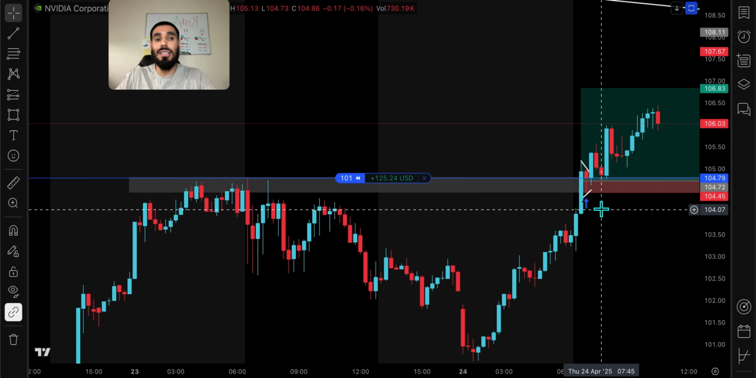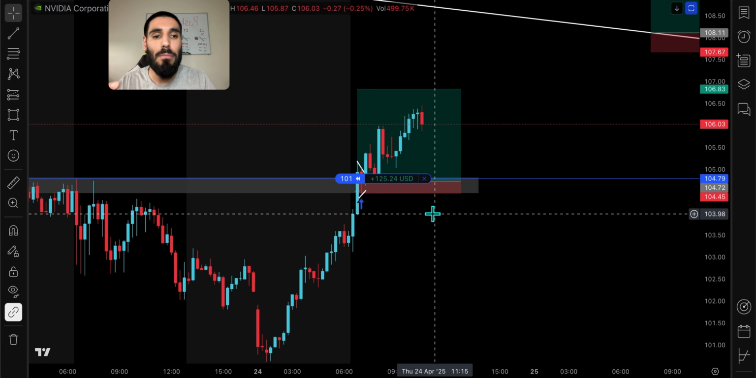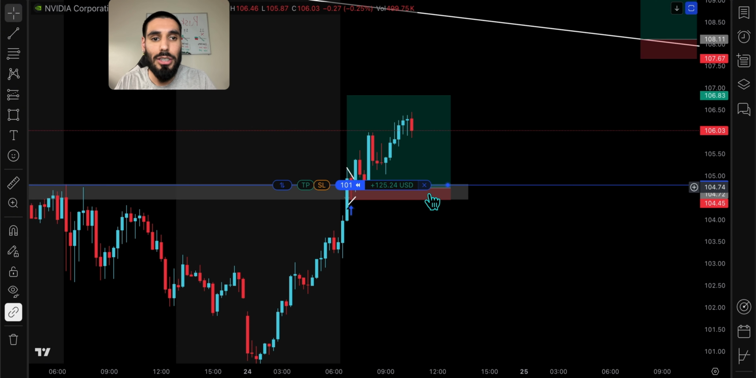That's how simple it is. I cannot go more in depth because that's how simple it is. Now you can see I already hit my 1 and 3. I'm up over $125 on this trade right here.